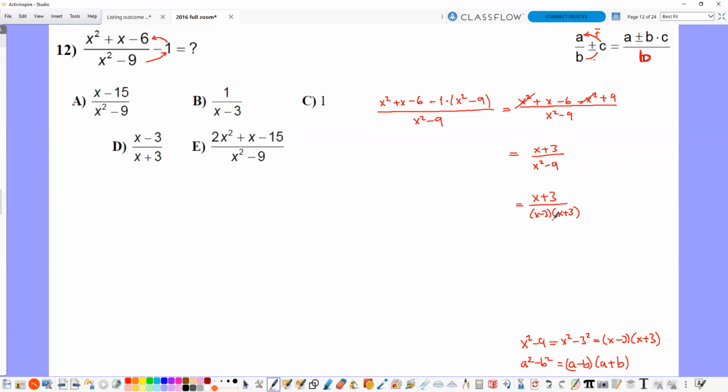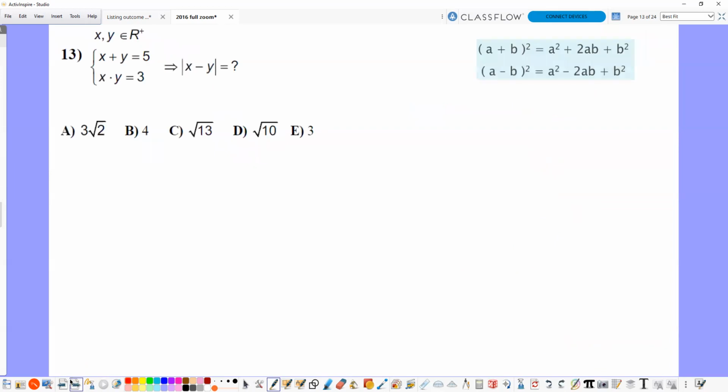And when I simplify x plus 3 by x plus 3 up here, I'm going to see that the upper part is going to be equal to 1. And here we are only going to have x minus 3 times 1, which is equal to 1 over x minus 3. 1 over x minus 3 is the answer B. Okay, this is the question about the 13th question.